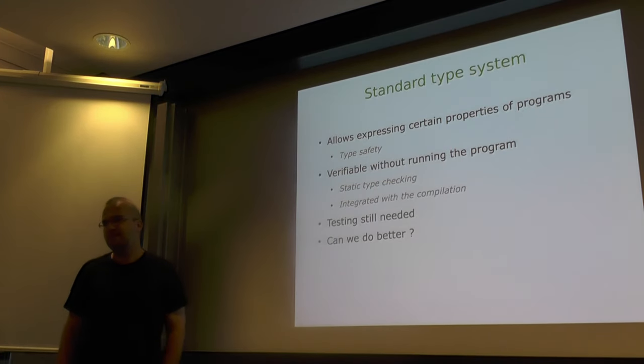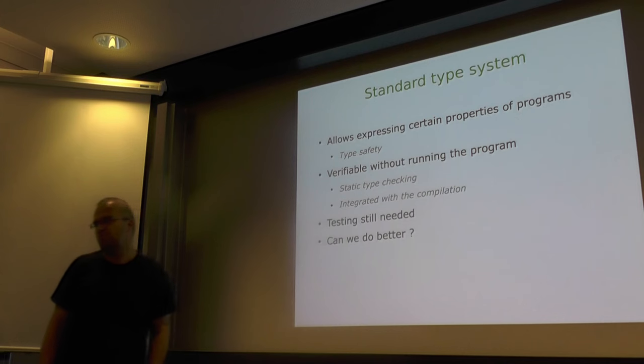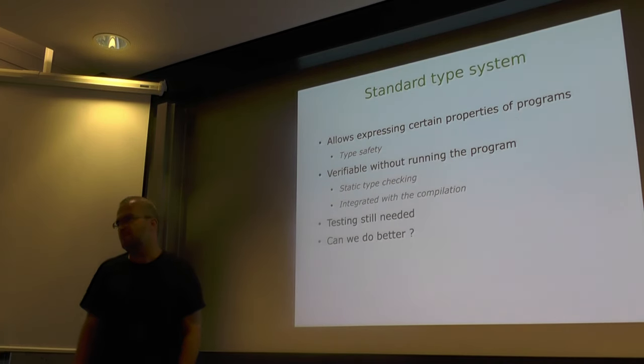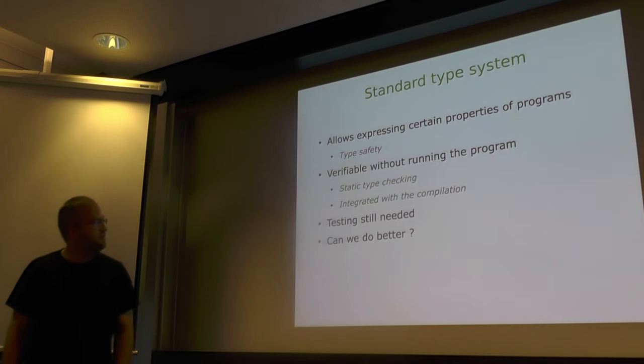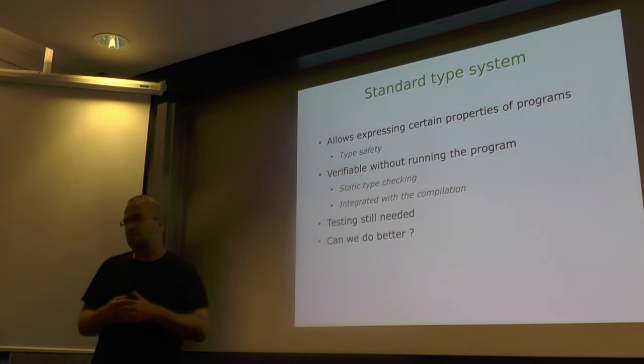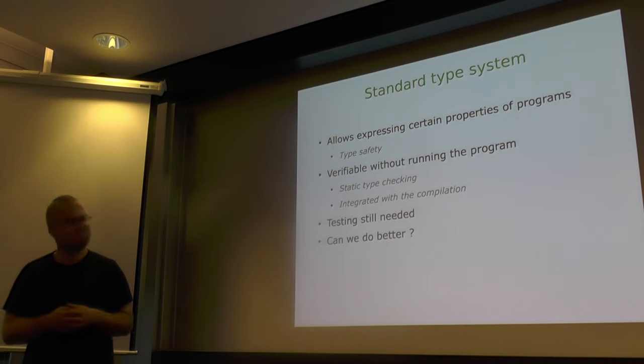So, in Haskell, like some other modern languages, we have a nice powerful type system, and this is great. This allows us to express certain properties about programs, which is also known as type safety. Right? So we can say the program is type safe if all the types are sound and everything fits together. And even better, we can verify this without running the program. This is called static type checking. We are at a Haskell meetup, so everybody is a fan of static type checking, I believe.